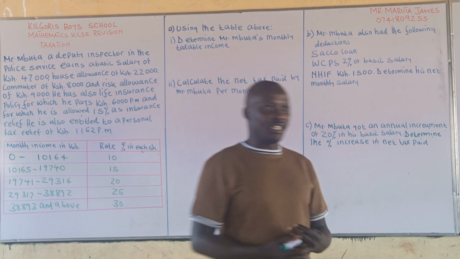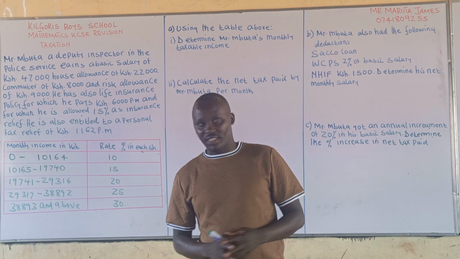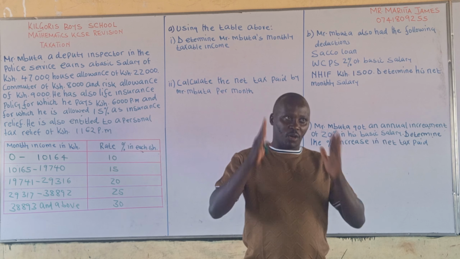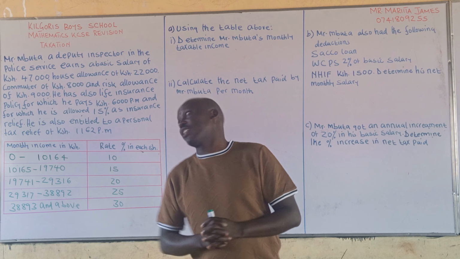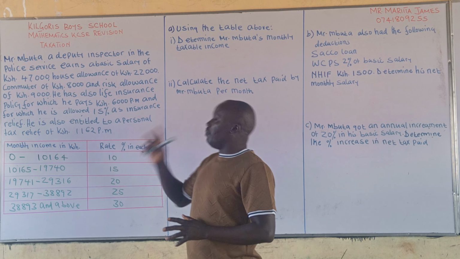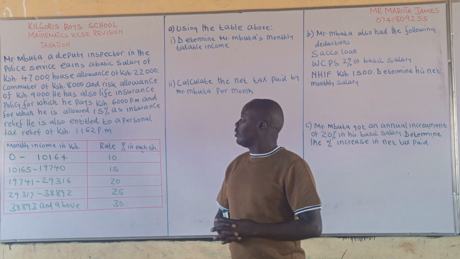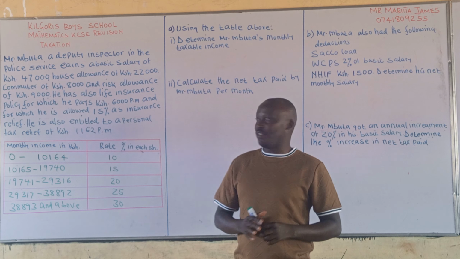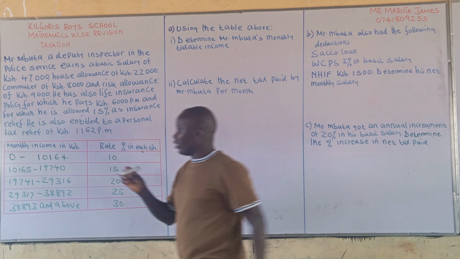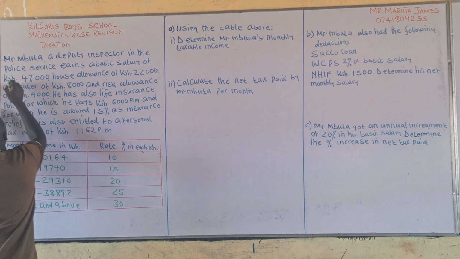We are looking at KCSE Vision and Mathematics, and our topic is commercial arithmetic. Mr. Mbuda, a deputy inspector in the police service, earns a basic salary of Kenya shillings 47,000.